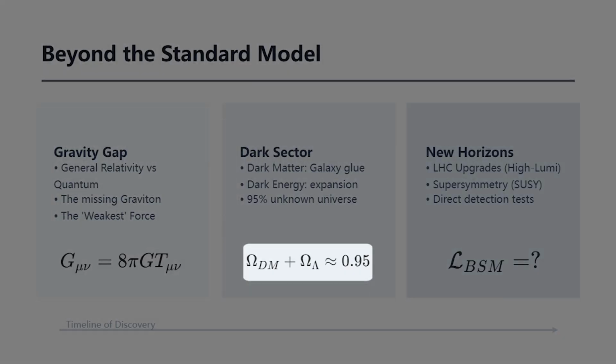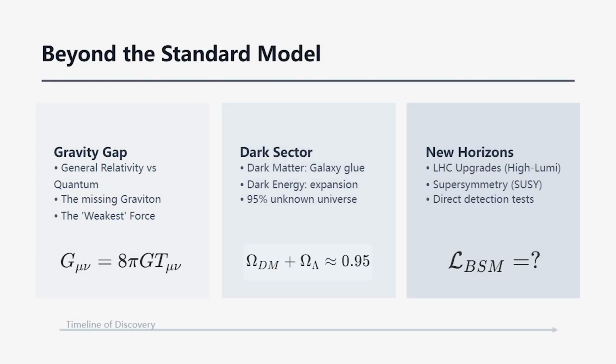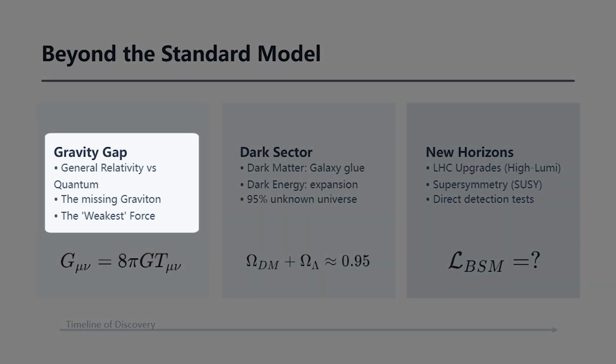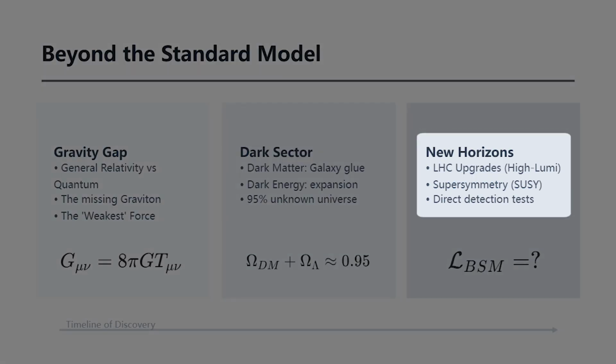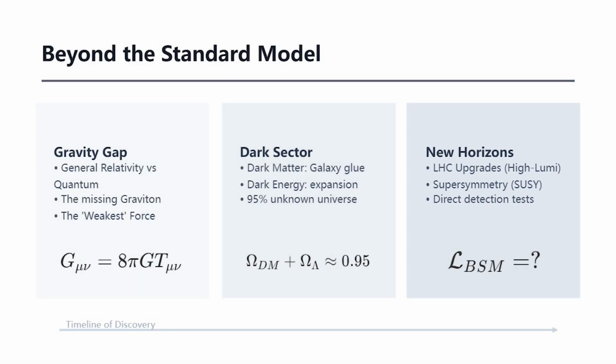Furthermore, we must account for the dark sector. As shown in these cosmological density parameters, dark matter and dark energy make up about 95% of the universe. This means all the quarks and leptons we've studied represent only a tiny fraction of what's actually out there. Looking ahead, the search for new physics continues with the high-luminosity LHC upgrades and theories like supersymmetry. We are essentially hunting for an unknown piece of the mathematical puzzle, the missing part of the universe's master equation.